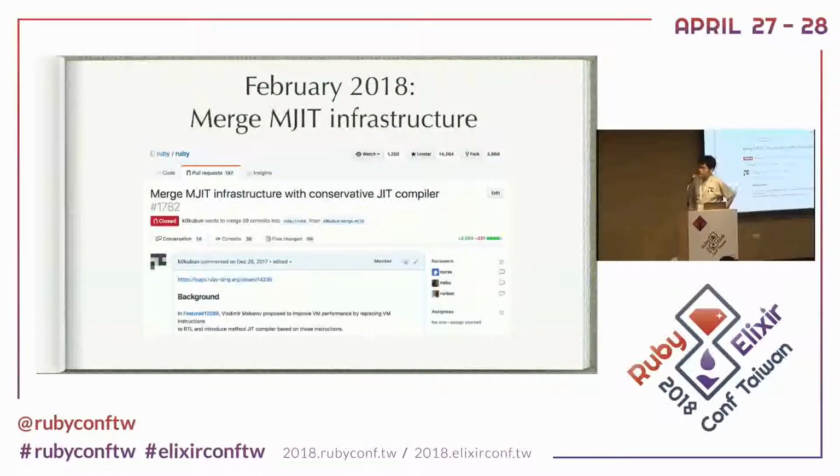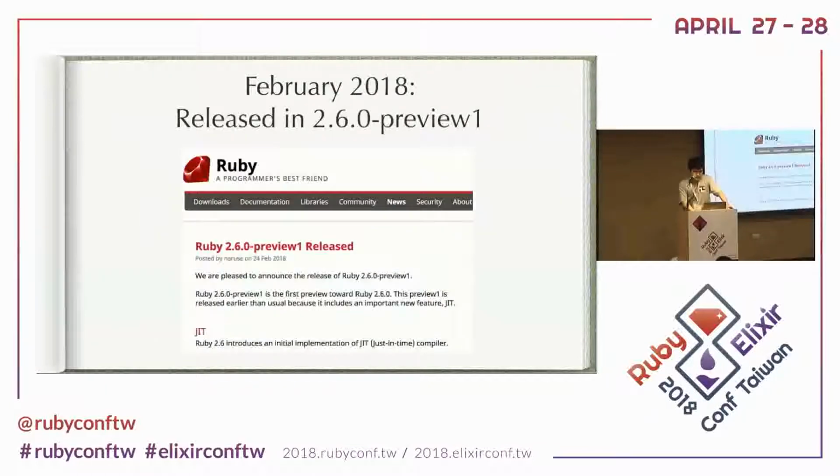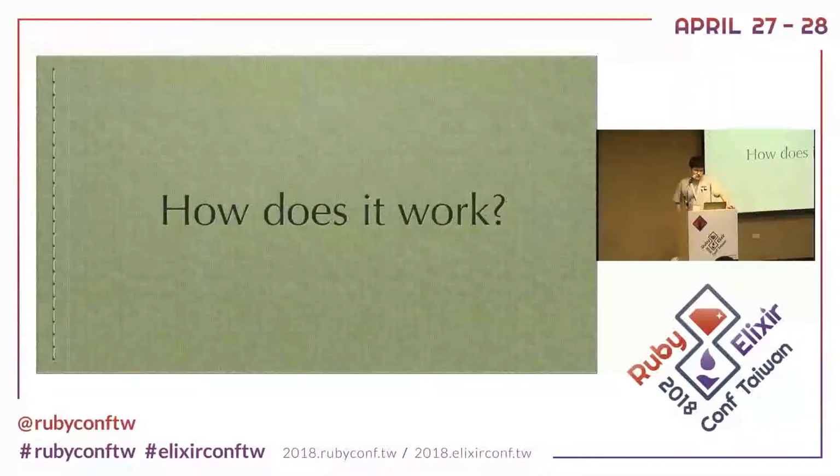Then I proposed to merge that last Christmas, but after Koichi and some other Ruby committers reviewed the JIT compiler, they found some bugs in it. So I fixed the bugs in 2 months, and it was merged last February. And it's released in the same month. You can use the JIT compiler in Ruby 2.6.0 preview 1. So that's a short history of it.